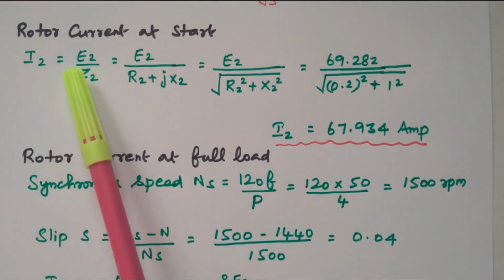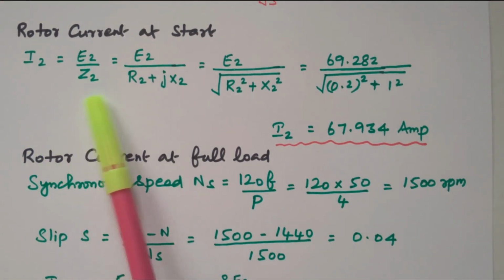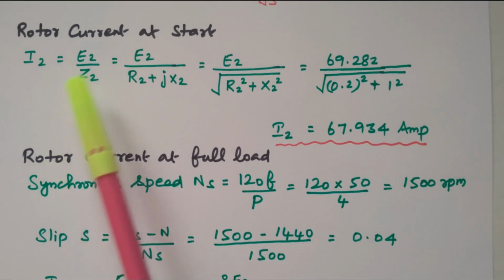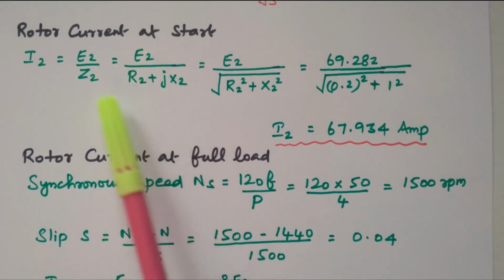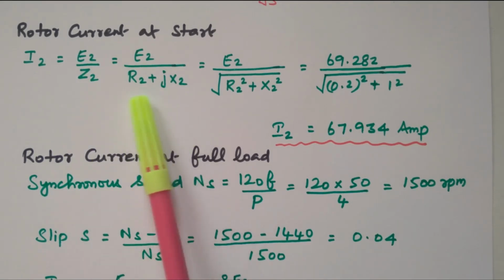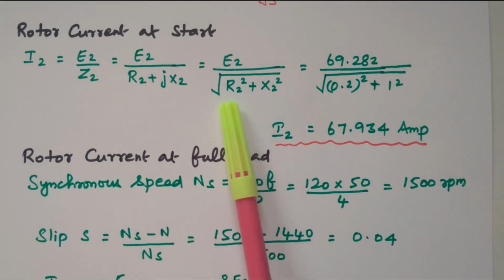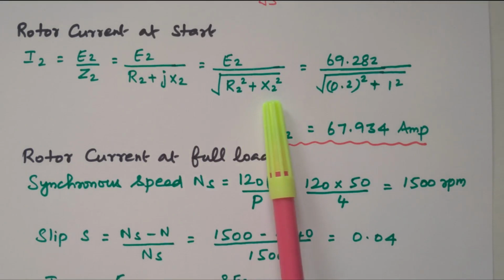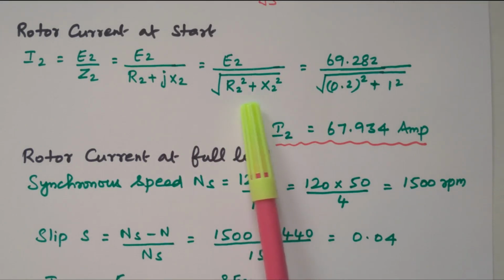So I2 equals E2 divided by Z2, the general formula. The current equals voltage divided by impedance, that is E2 divided by the impedance, which is the sum of resistance and reactance of the rotor. 2 refers to the rotor. So the rotor voltage divided by the rotor impedance R2 plus jX2. This R2 plus jX2 is written as the square root of R2 squared plus X2 squared in magnitude, right. So all these data are available.